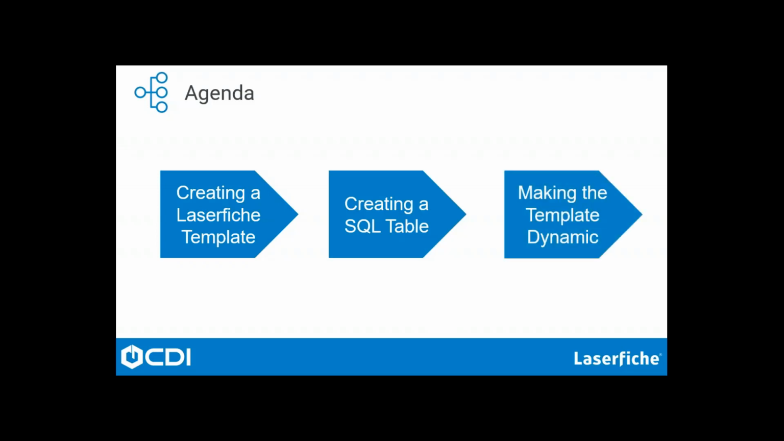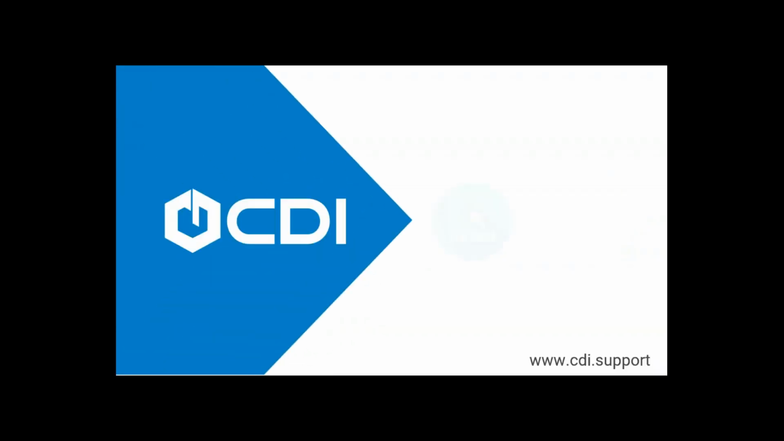To help you follow along, we're going to begin by creating a Laserfiche template, and that'll lay out what we want, where we want our dynamic fields to be kept. We'll then create a SQL table that is going to act as an external table and a reference to actually drive those dynamic fields. And then we'll finish by tying the two together and making our template dynamic. So with that, let's get into it.